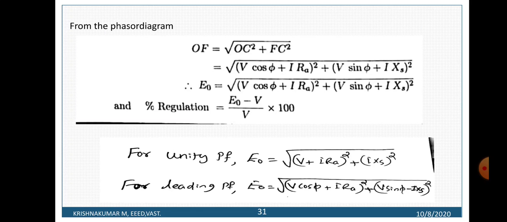First of all, find out the value of synchronous impedance, ZS is equal to E1 by I1. We know the value of V. The formula to find E0 is root of (V cos phi plus IRA) whole square plus (V sin phi plus IXS) whole square. How we got that will be clear if you look at the phasor diagram there. Okay.